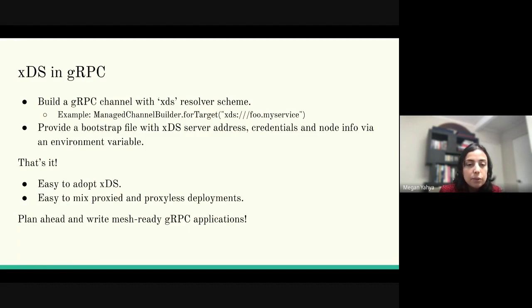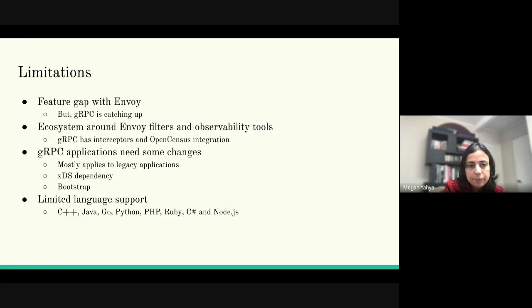And the other cool part is that if, for example, you have some applications that still don't support this, or some features that are not available, you might just choose to migrate slowly, by having some communications through a proxyless channel and some communications through a proxy channel, like still keeping your Envoy there. So this hybrid model is also supported.